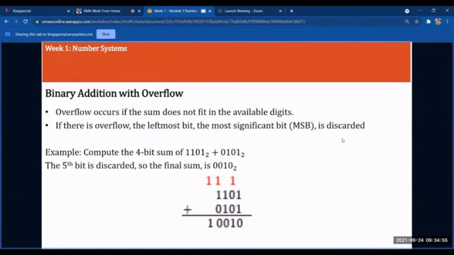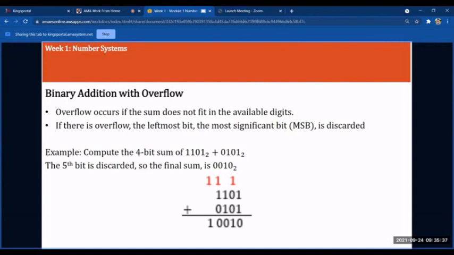So binary addition with overflow. So pag overflow naman is yung wala ka nang i-carry over pero kailangan mo pa rin siyang i-carry doon sa kabila even though wala nang digit doon. So overflow occurs if the sum does not fit in the available digits. So if there is an overflow, the leftmost digit or yung MSB, kasi yung nasa kabila naman is yung LSB, yung MSB or most significant bit natin will be discarded. So compute for the 4-bit sum of 1101 base 2 and 0101 base 2. If the fifth digit is discarded, the final sum is 0010 base 2.